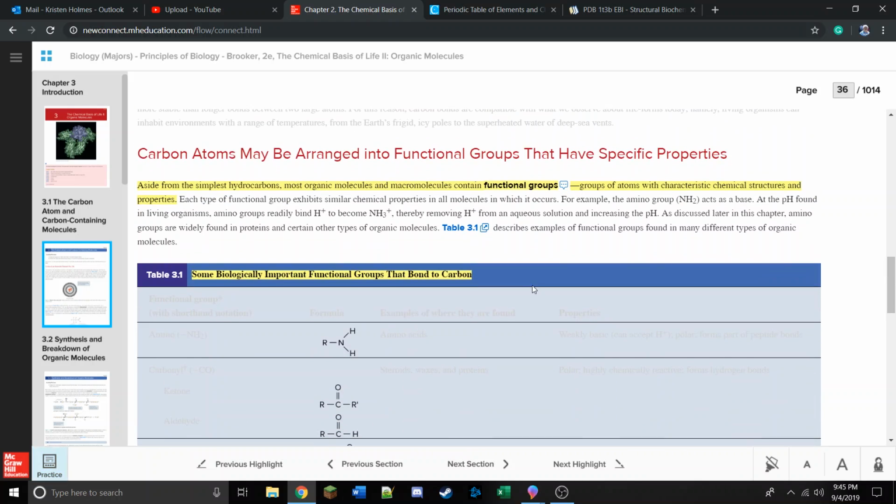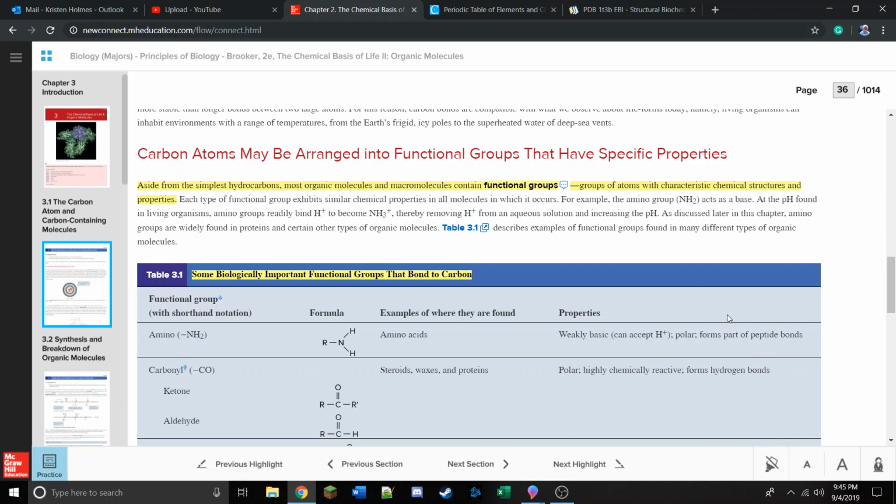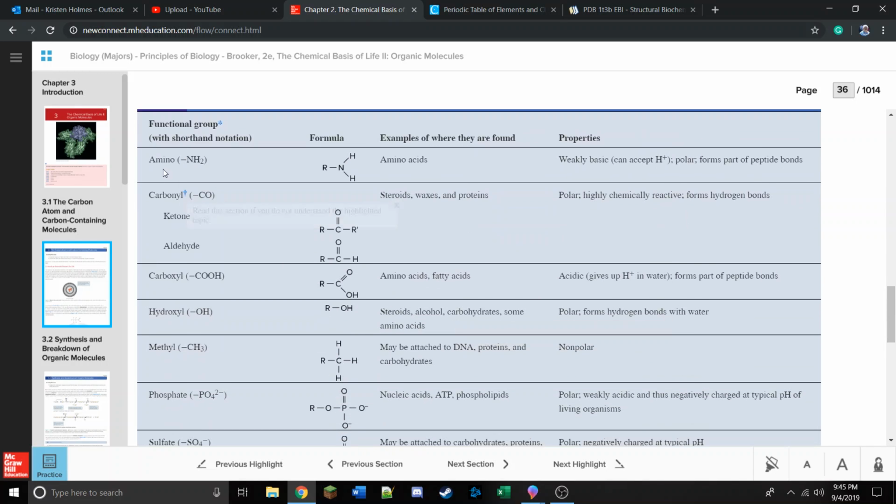Alright, so aside from hydrocarbons, most of the organic molecules and macromolecules have functional groups, which are just groups of atoms that have your chemical structures. They're kind of like cliques. We have all these nice ones. We got your aminos, which act as a weak base. Sorry about all this nonsense box thing. I don't want to be there, but it is.